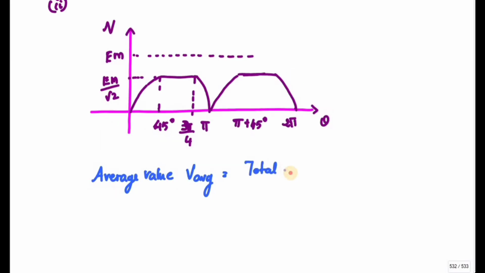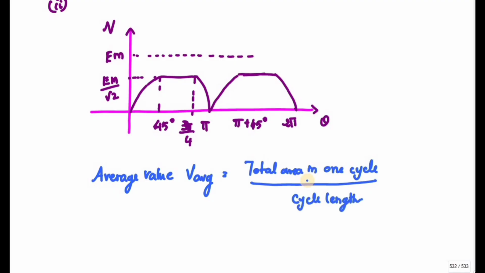So how to find the average value? I can write V average is equal to the total area in one cycle divided by the period, or I can write it as the average over one cycle, and both are the same.